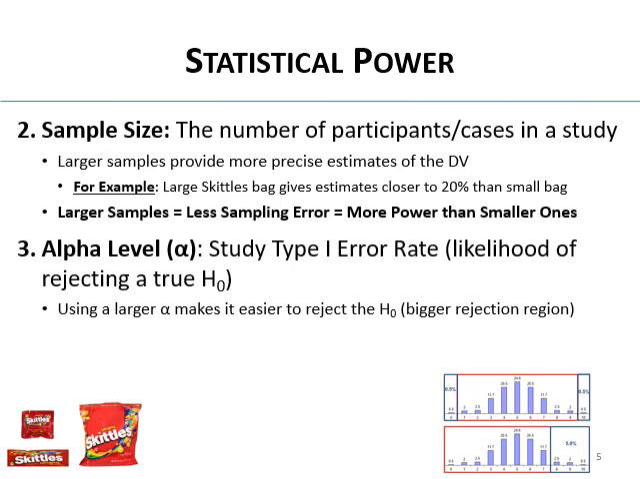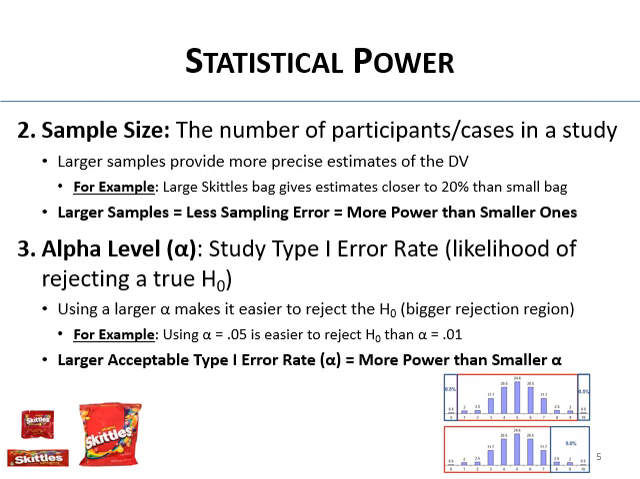It's really easy to screw up the other way and say there's an effect or difference when there really wasn't. So larger alpha does make it easier to reject the null. There's a bigger rejection region. So using 0.05, it's easier to reject the null than alpha of 0.01. So a larger acceptable type 1 error rate means you'd have more power because you're more likely to reject the null, period. You have more power, I guess is the simple way to say that.